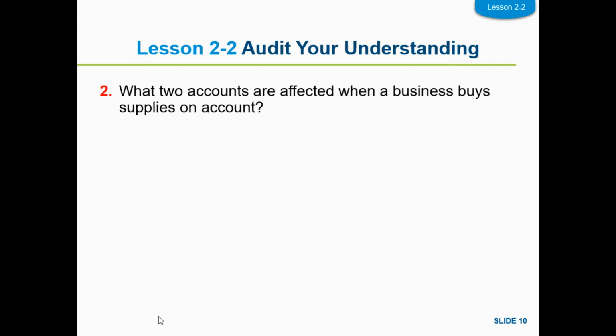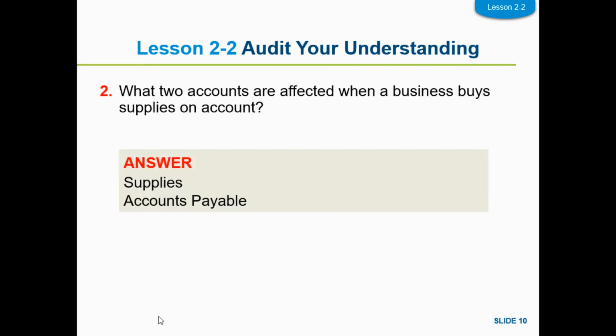What two accounts are affected when a business buys supplies on account? Two accounts. Again, we're in the which accounts are affected category of our four analyzing transactions questions. Well, supplies and accounts payable are affected. All right, so there you go.